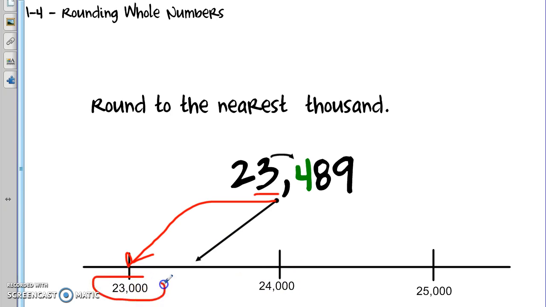We're rounding down to 23,000. So it is closer to 23,000. The answer to this is, this rounds to 23,000 when we're rounding to the nearest thousand place. All right? Let's try another one.